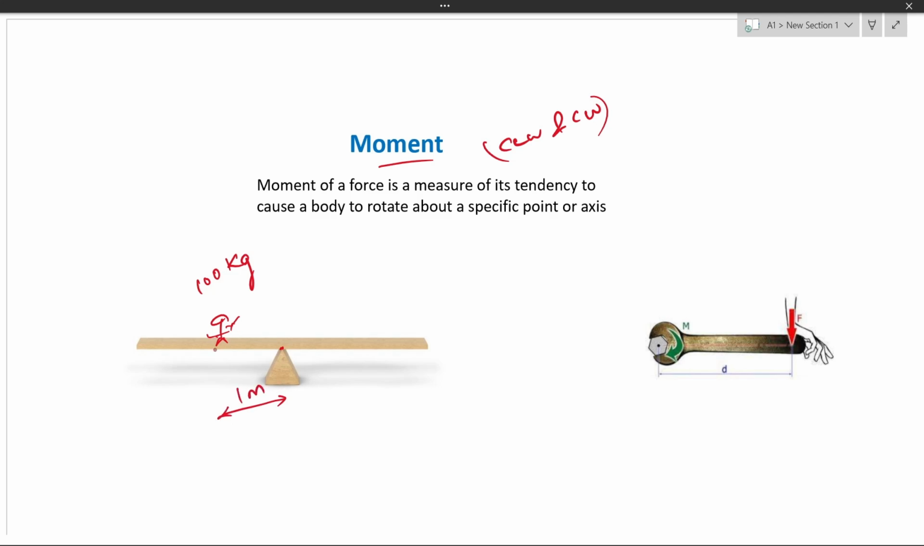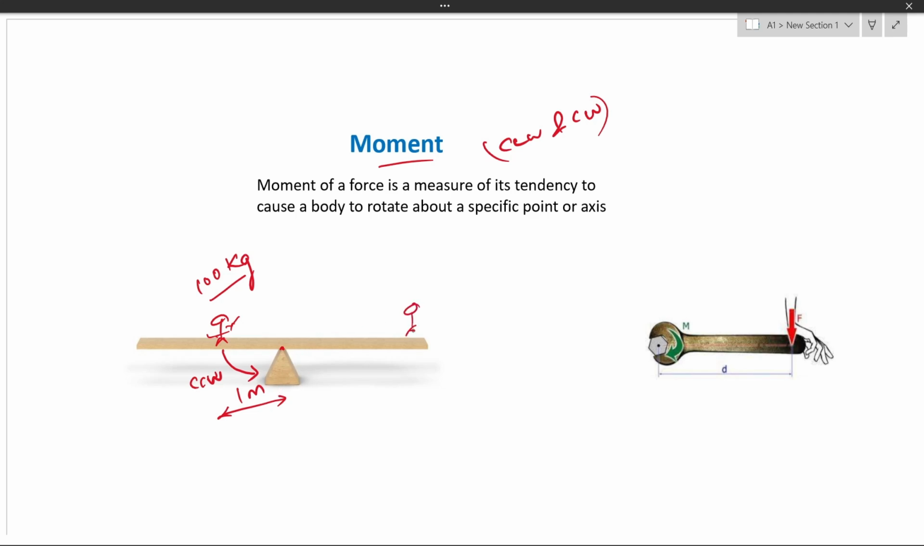Obviously this guy will try to rotate the seesaw in this direction, that is counterclockwise, about this point. So this effect is called moment because the weight is a force that tries to move the seesaw in counterclockwise, that is a rotation. So this is a moment.